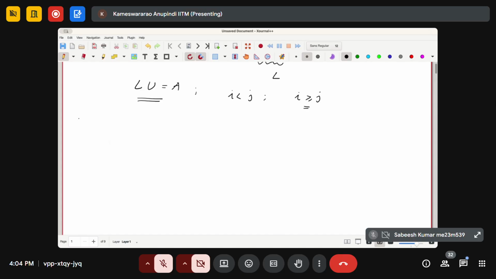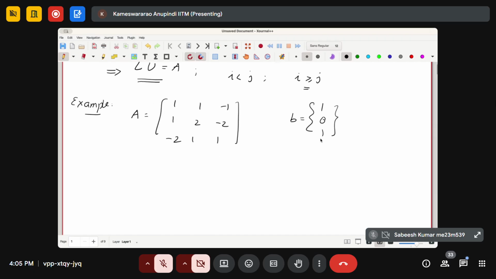So before we look at how to come up with an algorithm for LU decomposition, let us look at a small example problem. We have an example here which I'll try to solve. Matrix A is given by 1 1 minus 1, and then 1 2 minus 2, and then minus 2 1 1. Okay, that is A. And the right hand side b vector is given by 1 0 1. That's what we are given.